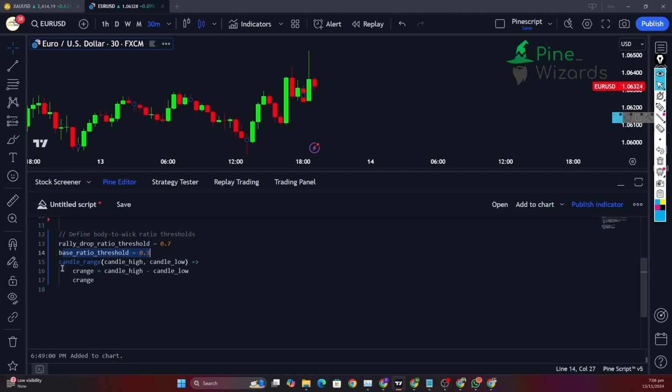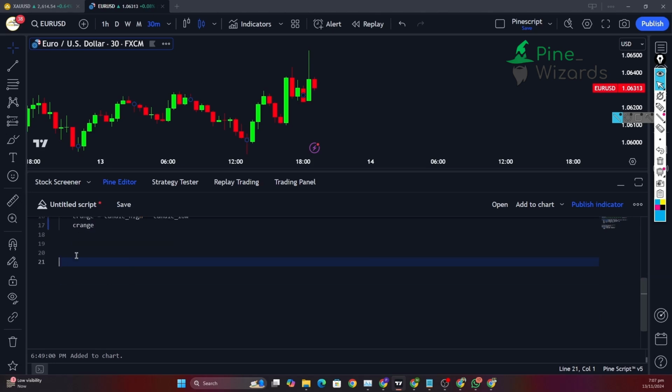Then we're going to define a candle range function, and that candle range function is going to give us the range. So C range is going to be candle high minus candle low, and then we're going to return the candle range. Now let's define the conditions for detecting the rally base rally and rally base drop and all those supply and demand zones. I'm going to explain one in great detail, and then the rest I'm just going to go over, because you'll be able to understand what's going on in those zones as well.